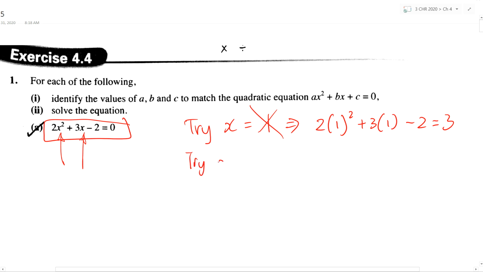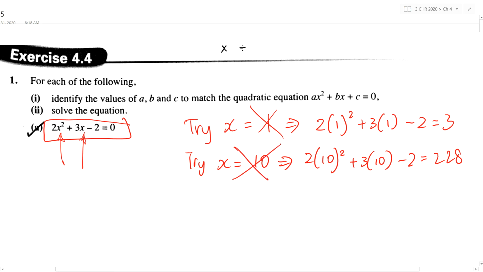Let's try x equals to what would you like to try? 10. Okay, let's try x equal to 10. So this tells me 2 times 10 squared plus 3 times 10 minus 2, right? Let's see what this gives us. 2 times 100, 200. 200 plus 30, 230. Minus 2, 228. Is this equal to 0? No. So it is wrong. X is not equal to 10. You see the problem? Then how to solve?